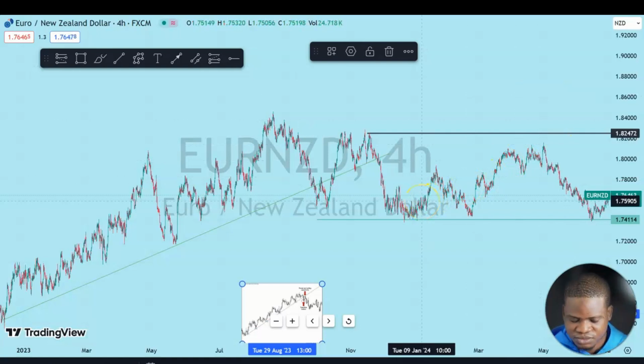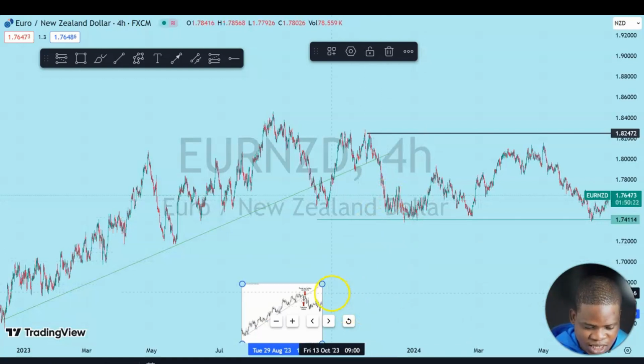And also it has to connect the swing highs and the swing lows on the chart. So it means it has to connect a point that is high on the moving trend with a point that is low on the moving trend, right? That is the second thing. And also it has to be in a trending market.